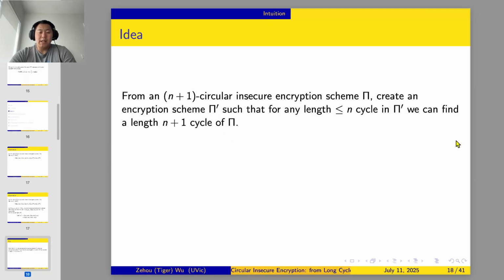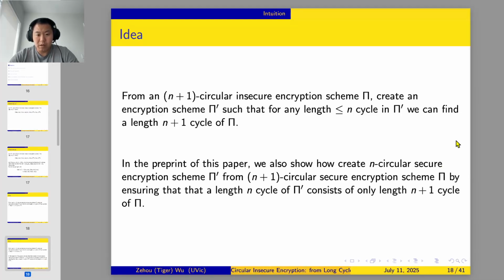So our idea is that we want to create an encryption scheme pi prime from pi, such that for any cycle with length less than or equal to n in pi prime, we can find a length n plus 1 cycle of pi. In the preprint of this paper, we also show that we can achieve uncircular security from n plus 1 circular security.